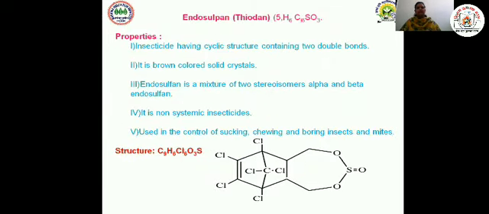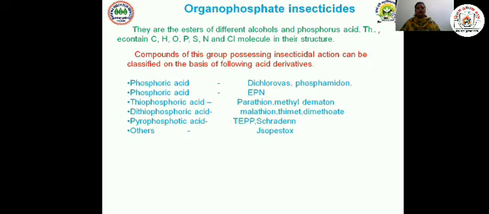Next is endosulfan, thiodan, C9H6Cl6O3S. In this type of insecticide, the cyclic structure contains a double bond. It is a brown colored solid crystal. Endosulfan is a mixture of 2 stereoisomers, alpha and beta endosulfan. It is a non-systemic insecticide. It is used in the control of sucking, chewing, and boring insects and mites. This is about the organochlorine insecticides.